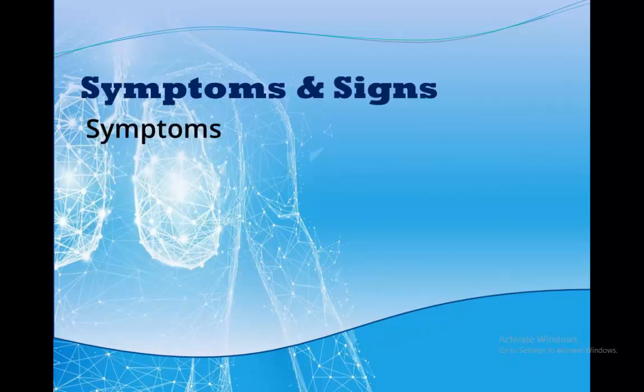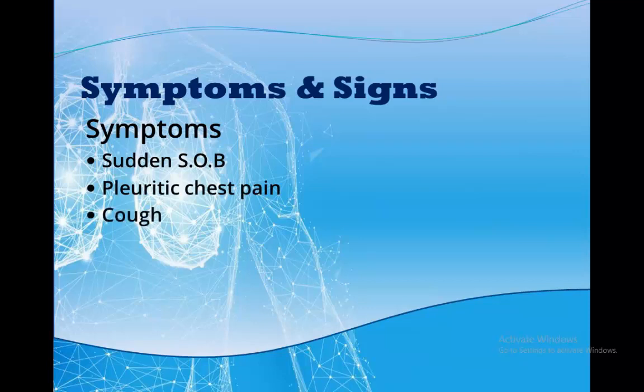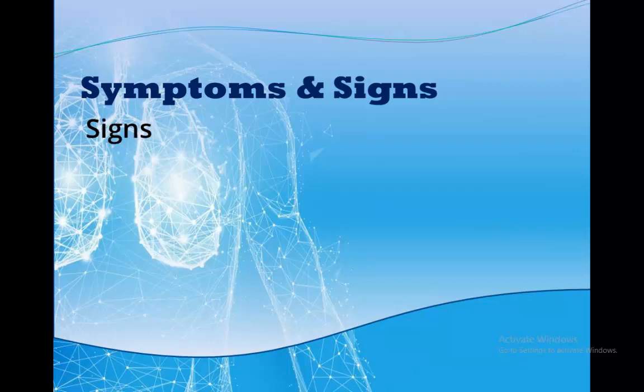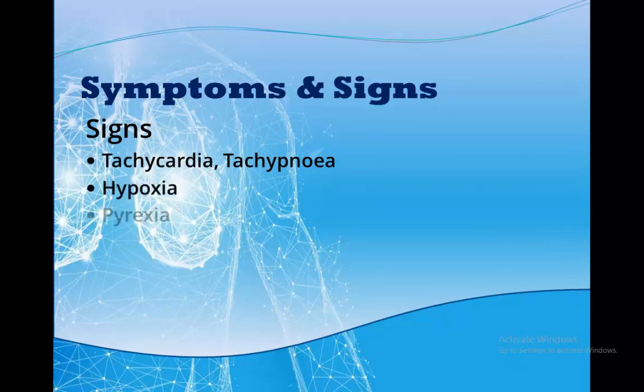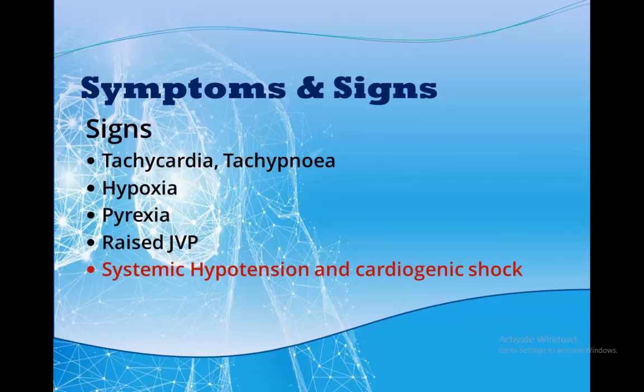The symptoms of PE are non-specific. They can sometimes be asymptomatic if the emboli is small enough, or fatal, causing sudden death if large. They present with sudden shortness of breath, pleuritic chest pain, cough, and hemoptysis. Signs include tachycardia, tachypnea, hypoxia, fever, raised JVP, and in severe cases, hypotension and cardiogenic shock. On auscultation, you'll hear a gallop rhythm and a pleural rub.